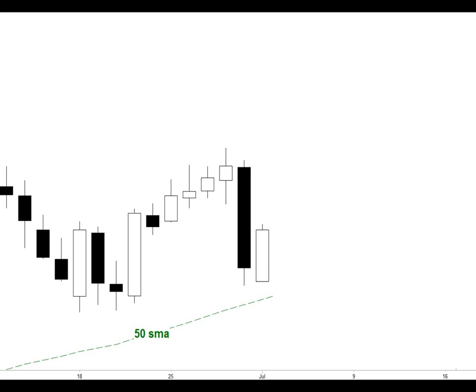And if you trade using this simple number 1 key here, being in sync with the trend with the 50-period simple moving average, you will have high probability setups. So this is the first key. Always trade in sync with the market using the 50-period simple moving average.